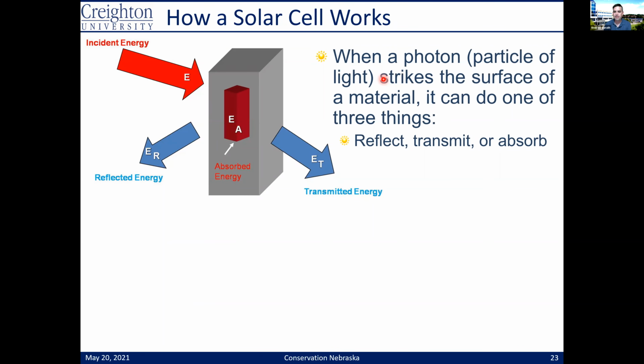Well, there's really only 3 things that can happen, right? It might bounce off. That would be reflection. It might go through, like light going through a piece of glass, for example. So that would be transmitted energy. Turns out neither of those are interesting to me if I'm working on a solar cell. I worry about the third option, which is that the energy will be absorbed.